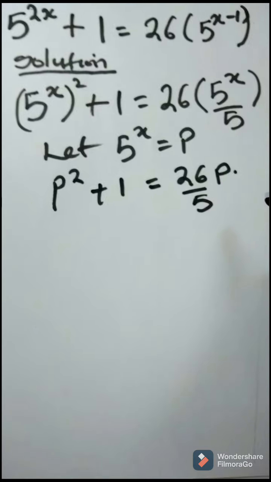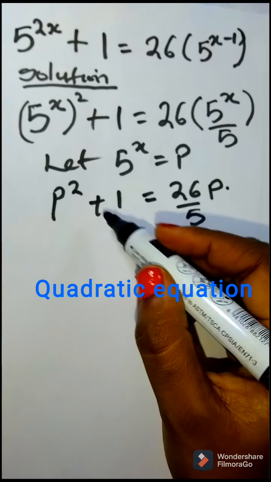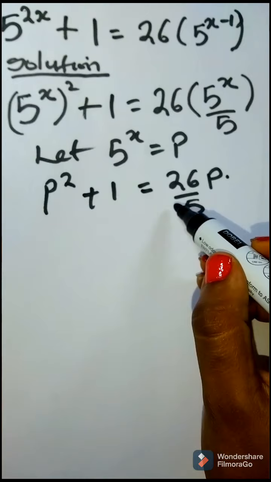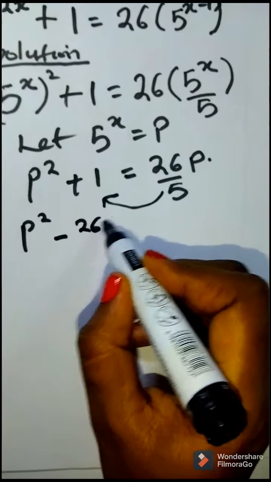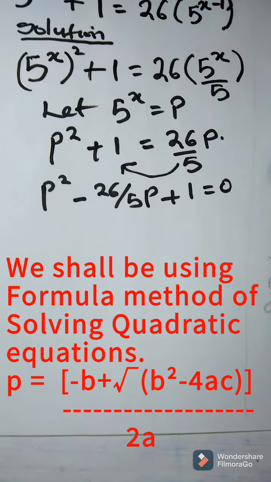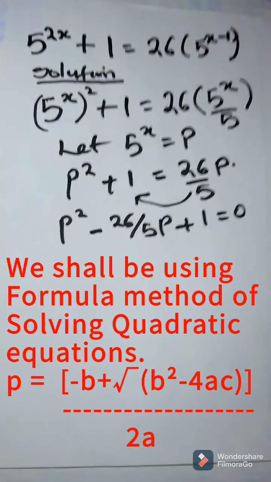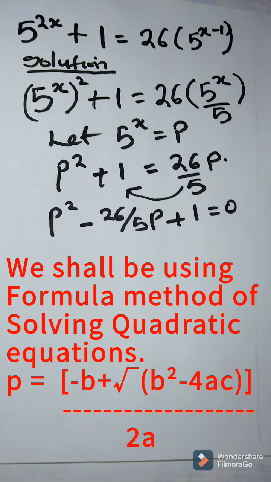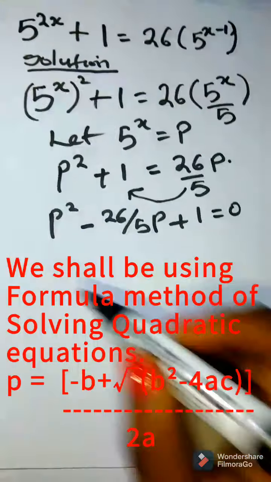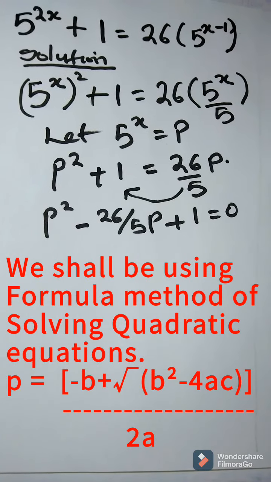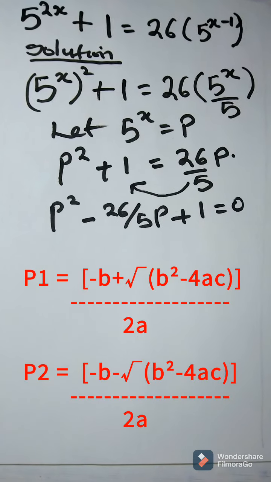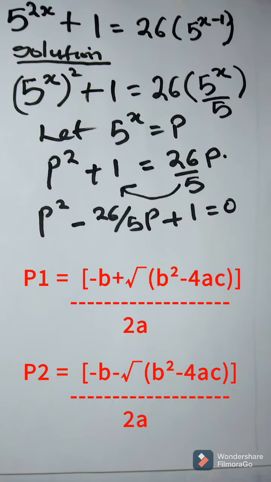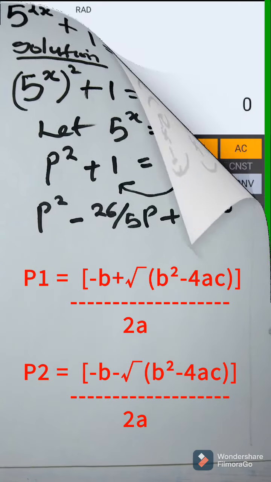So this is a quadratic equation. If you look at it, it's already taking the shape of a quadratic equation. We're going to move this here. So we'll find the value of p. I would like to use the almighty formula to find it. So remember what the almighty formula is. If you go back to our videos, I have a video where I showed us how to use the almighty formula.